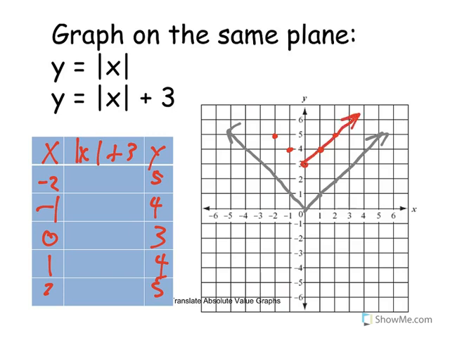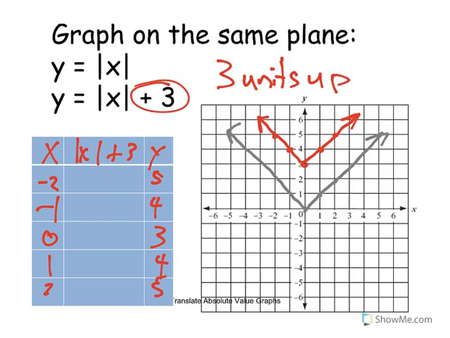All right, so what did we notice? Well, my red graph is exactly the same as my gray graph, except it's 3 units up, right? So we shifted the entire graph 3 units up, and the reason that we would shift it 3 units up is that there's a plus 3 at the end of it. So I'm sure logically we can figure out that if there was a minus 3, it would go 3 units down, and it would look more like that.